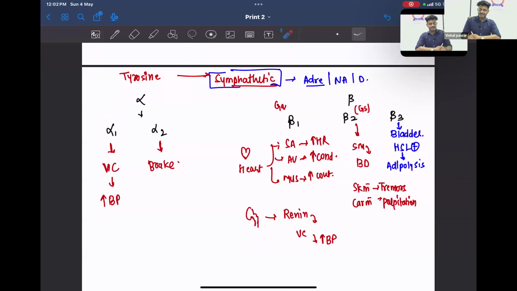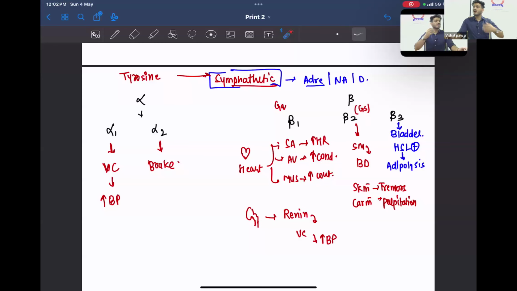Alpha 1 will be activated, leading to increase in the BP. Your BP will be increased, first thing. Second thing, in your heart rate, what will happen? Heart rate will be increased. Can you appreciate heart rate? Your conduction will be increased, your contraction will be increased, yes or no? You will be having palpitation, yes or no?